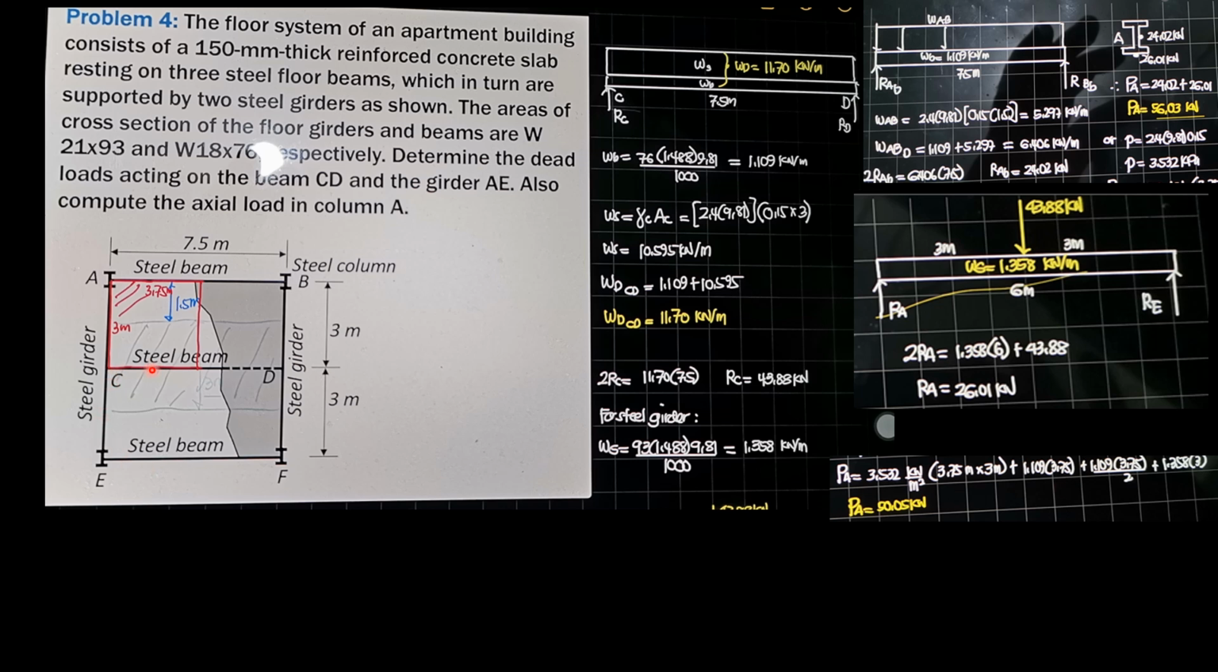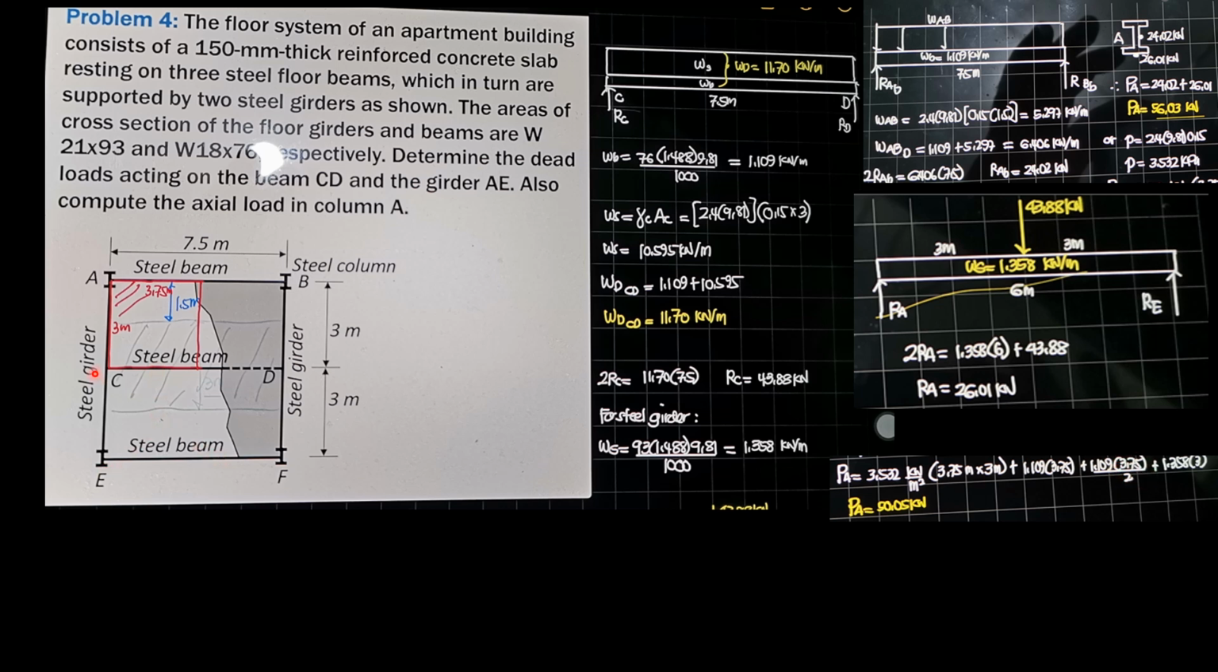Then we also have a steel beam here, but this steel beam happens to be coincident with the boundary. So half of the weight should be transmitted to A, the other half to E. So the total weight of this steel beam inside this tributary area is 1.109 times 3.75. But because only half of this weight will be transmitted to A, because the other half will be transmitted to E, that's why we divide it by 2.